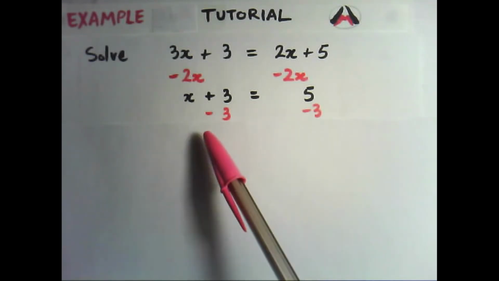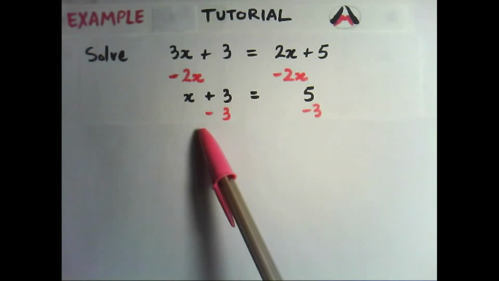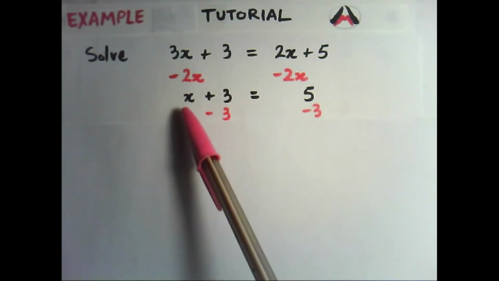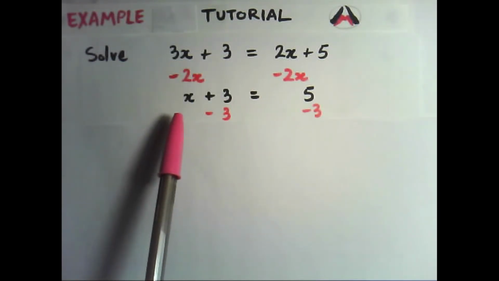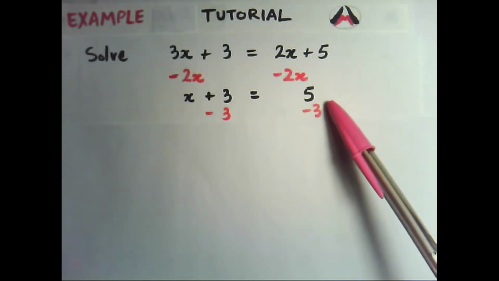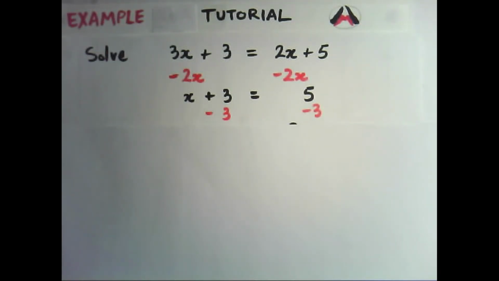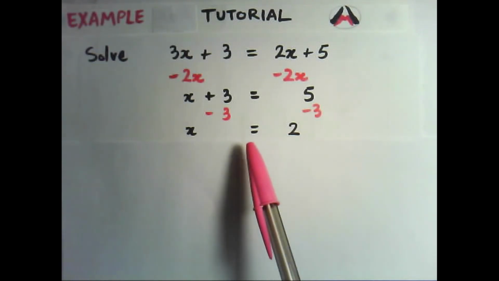So by subtracting 3 on both sides, we'll get a positive 3 minus 3. So these two terms equal 0, so they essentially disappear, and we're just left with x on the left-hand side. And on the right-hand side, we have 5 minus 3, and that equals 2. So the final solution to this equation is x equals 2.